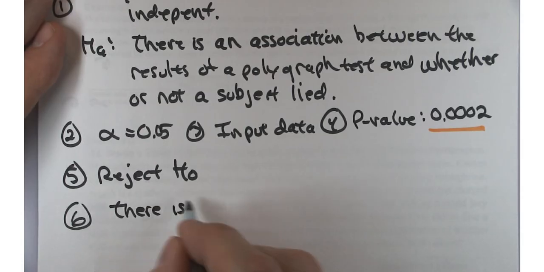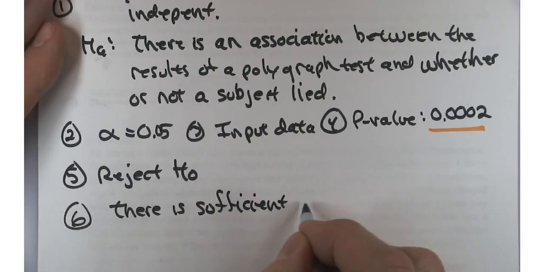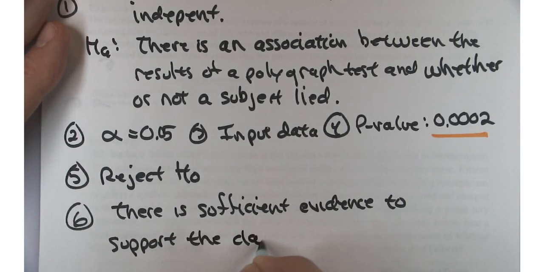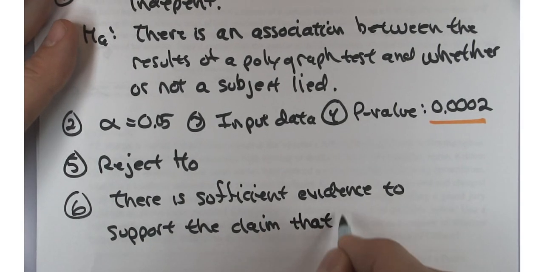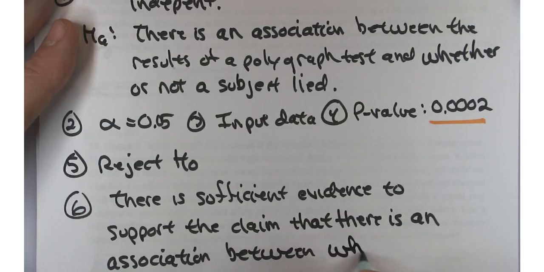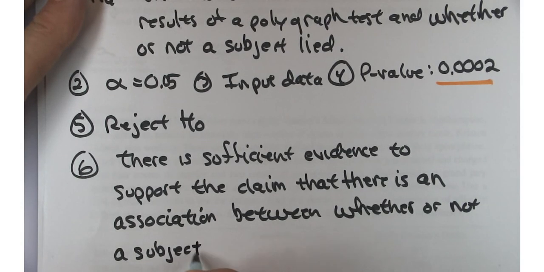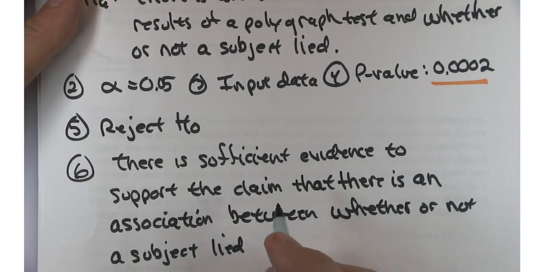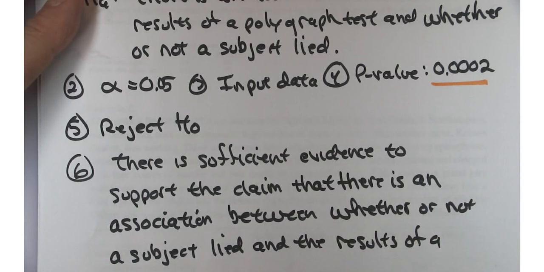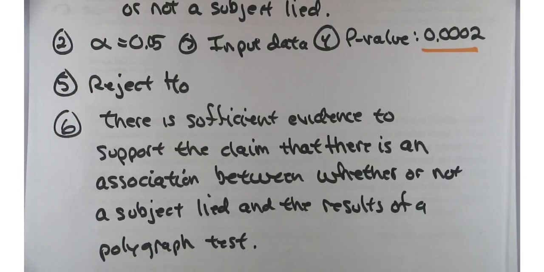So there is sufficient evidence to support the claim that there is an association between whether or not a subject lied and the results of a polygraph test. Okay, so there's an association.